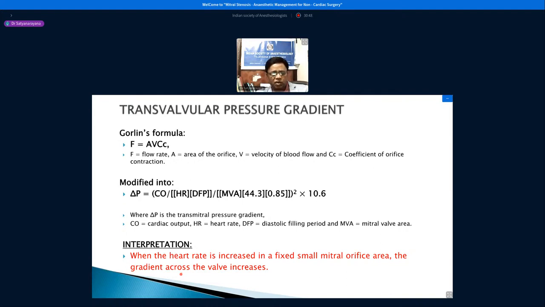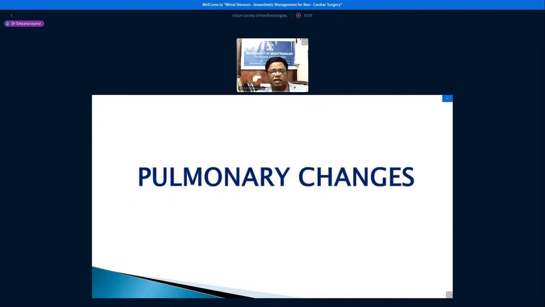That means the simple equation is the transvalvular gradient is directly proportional to the heart rate. So whenever the heart rate increases, the pressure gradient increases. That leads to back pressure, LA pressure, and the patient may go into pulmonary edema. So heart rate is again and again a very crucial factor.